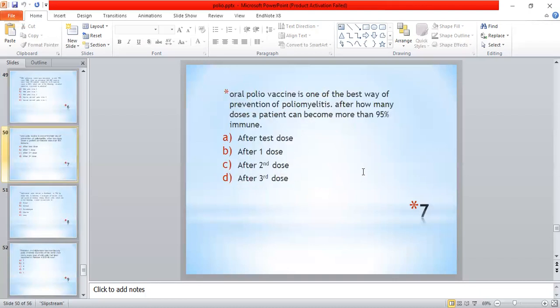Question number 7. Oral polio vaccine is one of the best ways of prevention of poliomyelitis. After how many doses can a patient become more than 95% immune? A is after test dose, B is after one dose, C is after second dose, and D is after third dose. So the answer is delta. After the third dose, more than 95% of patients will become immune to the disease.